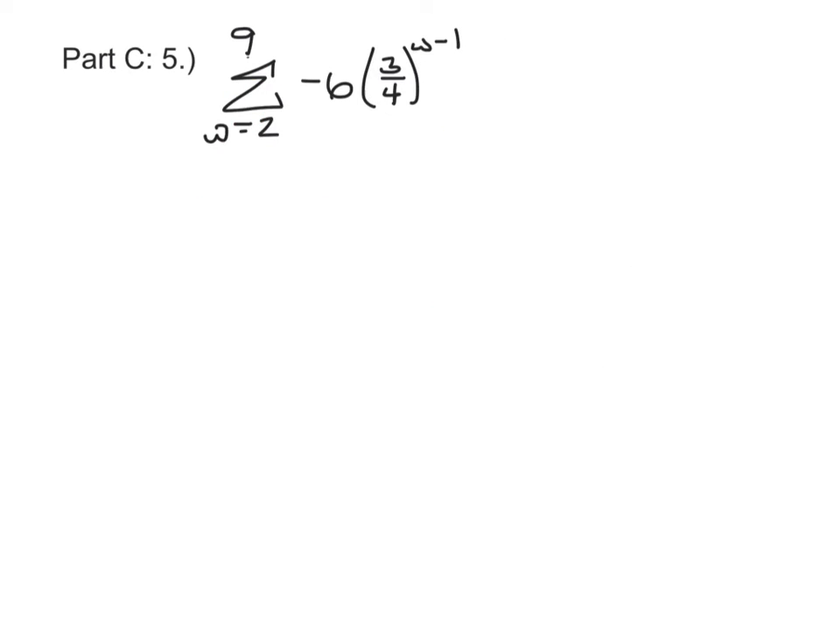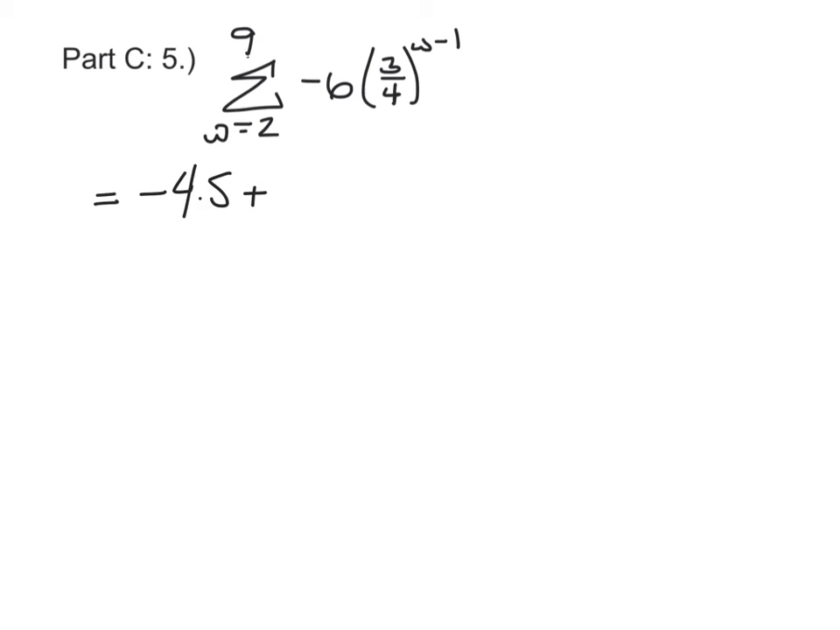Let's try one more summation in sigma notation. First step, as always, is to write out the first few terms. So I'm going to take 2 and plug it in for w. So negative 6 times 3/4 to the 2 minus 1. Well, 2 minus 1 is 1. 3/4 to the first is 3/4. Negative 6 times 3/4 is negative 4.5.